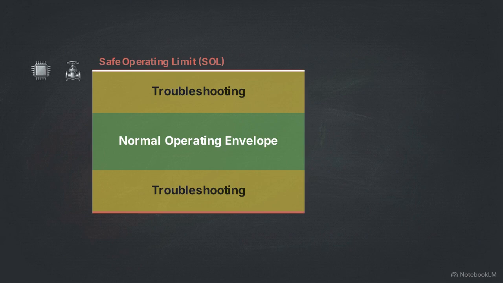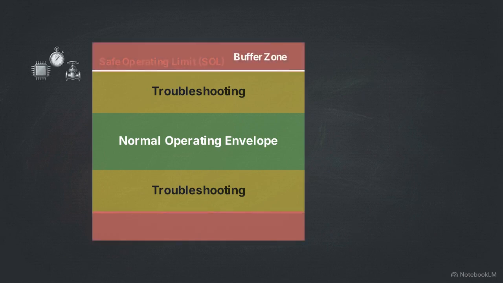Outside the safe operating limit is the buffer zone. Its purpose is defined entirely by the timing of the process. The size of this zone provides the time necessary for the predetermined safety action to arrest the deviation before the process reaches the physical limits of the equipment. If this buffer is too small to account for the speed of the process change, the safeguards will be unable to stop the excursion before damage occurs.